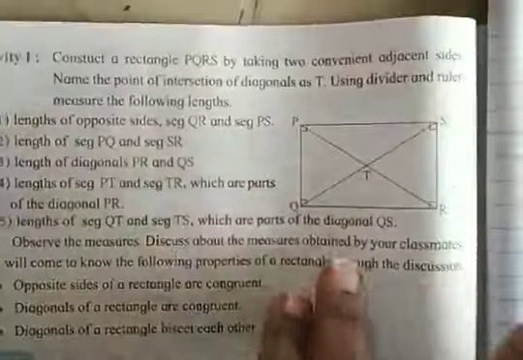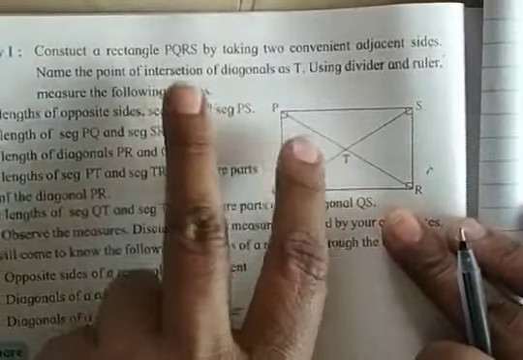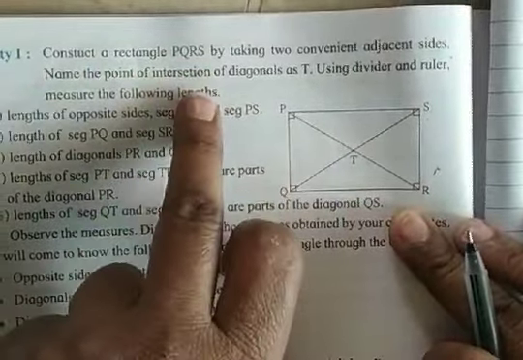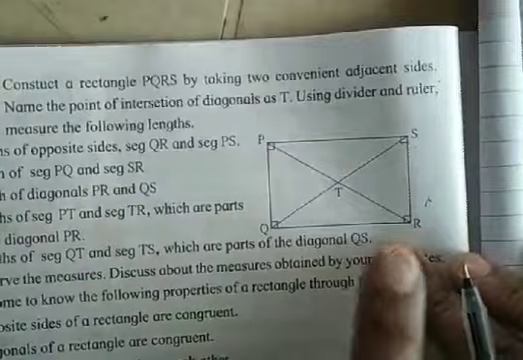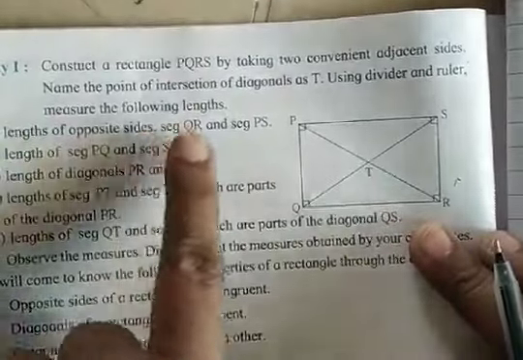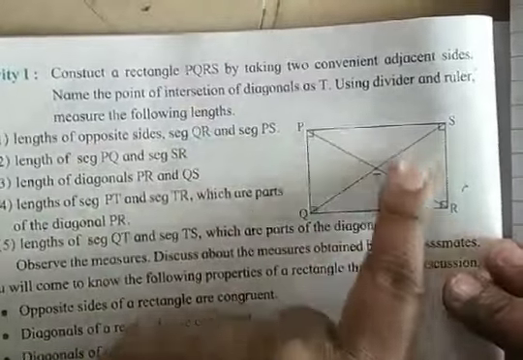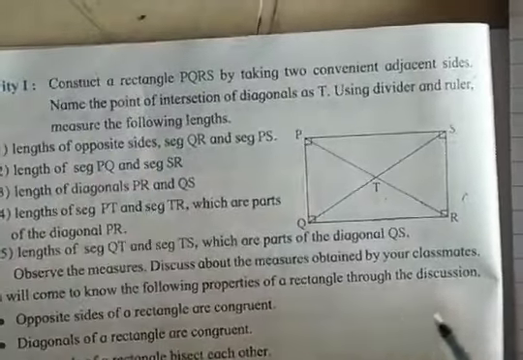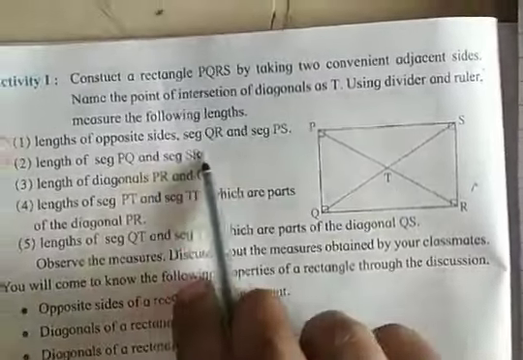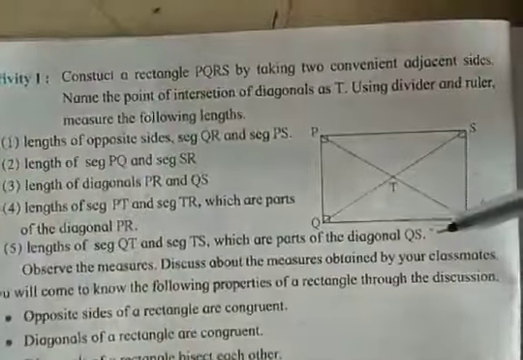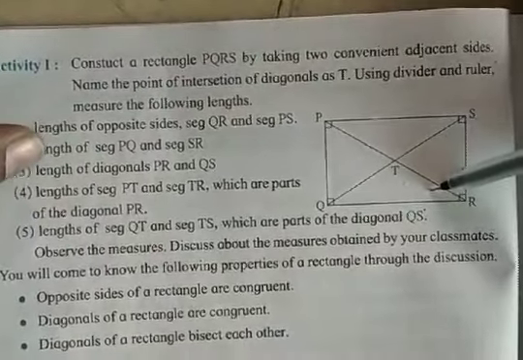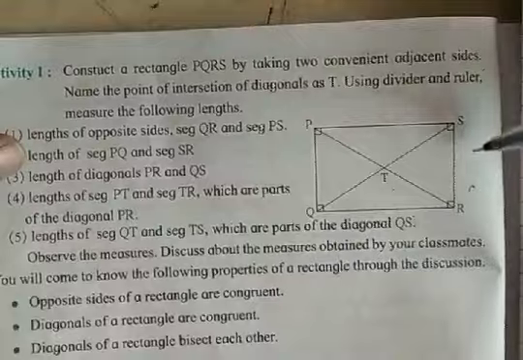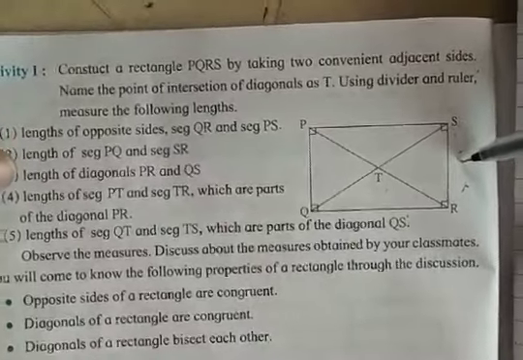So here I will show you after sketching, after drawing this rectangle PQRS. Then name the point of intersection. After drawing this we have to give the diagonal T, and then we will read what we have to do and then we will do the construction. The length of opposite sides QR and PS we have to measure. Then we have to measure the length of PQ and SR. These opposite sides we have to measure.